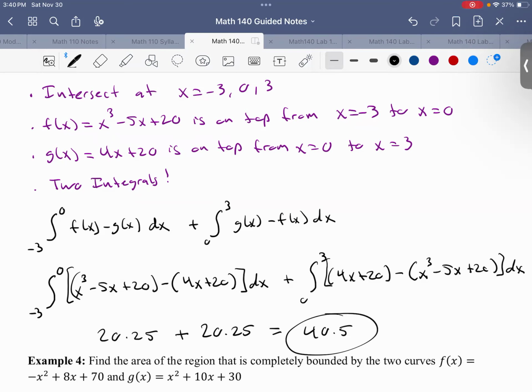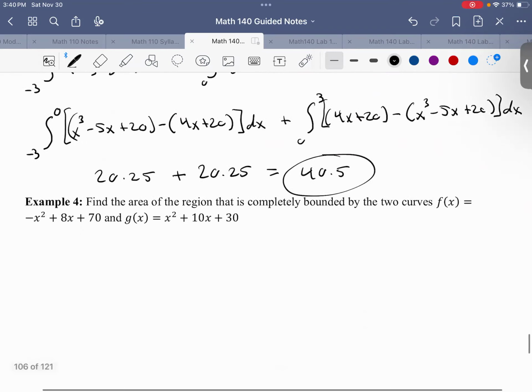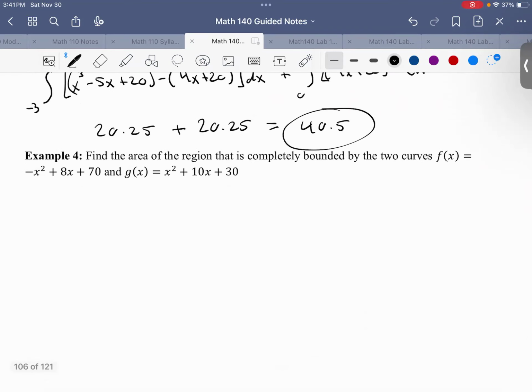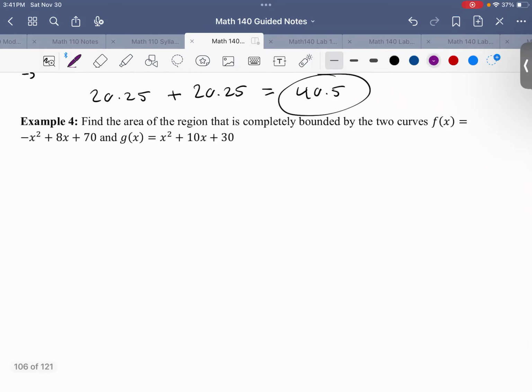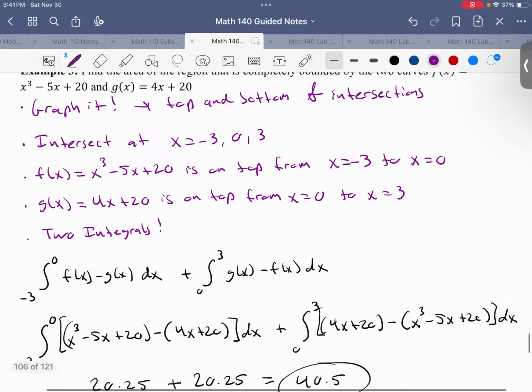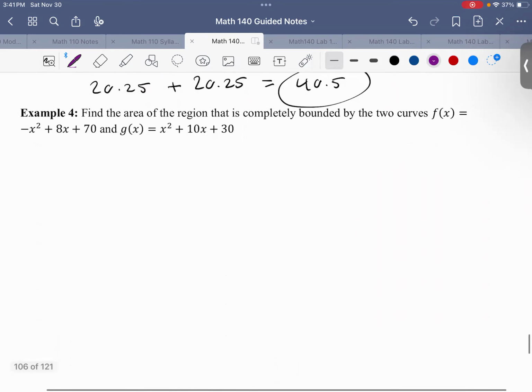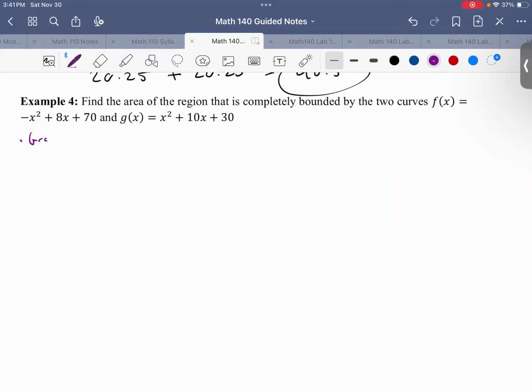Okay, so let's try out another problem. Example 4. Find the area that is completely bounded by the two curves f of x equals -x squared plus 8x plus 70, and g of x equals x squared plus 10x plus 30. Like before, we're not given intersections or vertical lines to integrate over, so we've got to graph it and get our top minus bottom and our intersections.